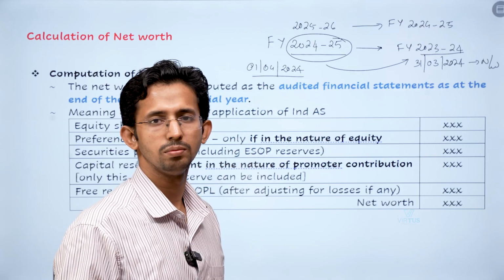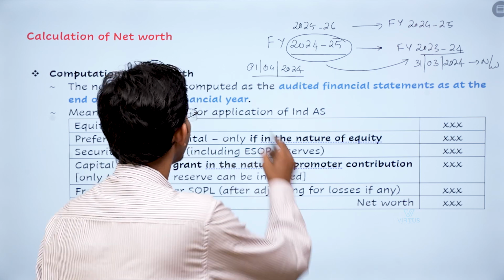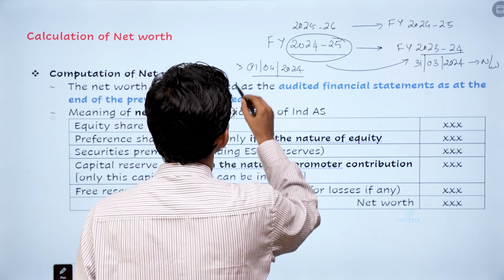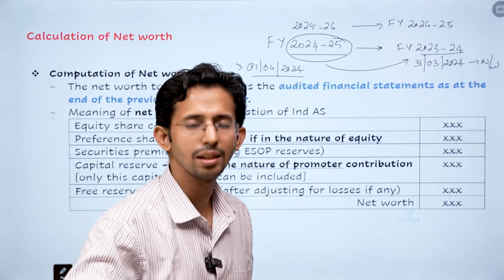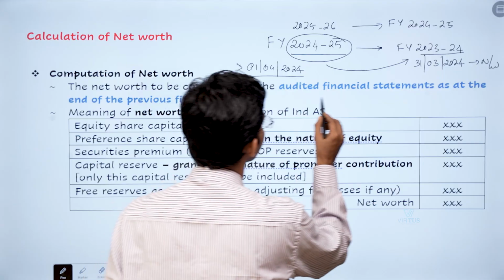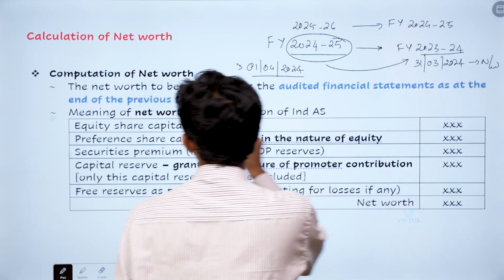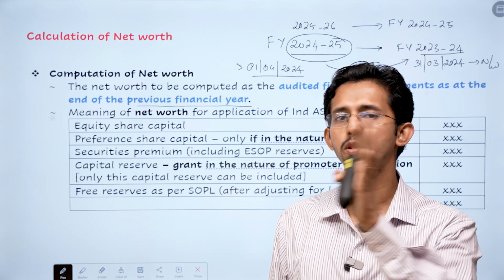And how will you be able to apply Ind AS right from 1st April 2024? Only if you know that you are required to comply with Ind AS right from that date. For this purpose, you can only rely on the previous financial year's statements, not that particular year's financial statements. That is the reason why they are asking you to see the audited financial statements as at the end of the previous financial year. I hope that is clear to you. So that is the first point.